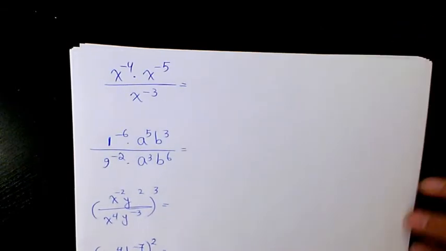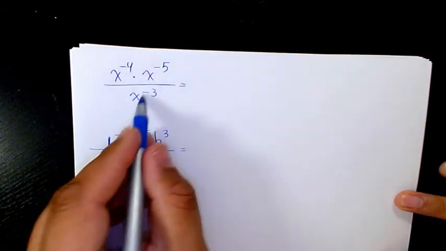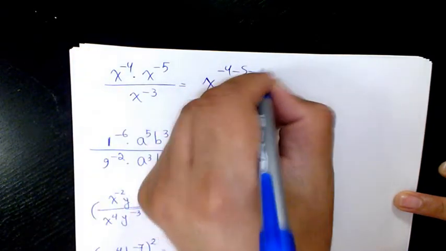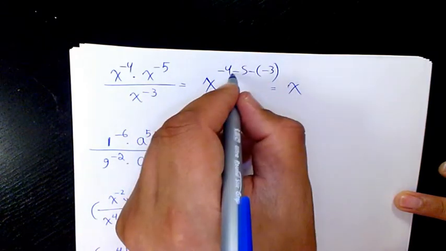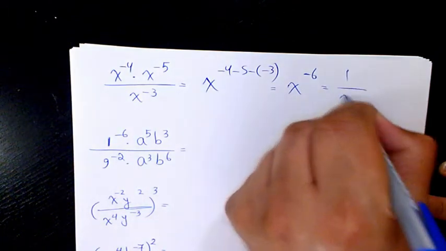Now this one, x to the power of negative 4 times x to the power of negative 5 divided by x to the power of negative 3. So it's x to the power of negative 4 minus 5 minus negative 3. So x to the power of negative 9 plus 3 is going to be negative 6, or 1 over x to the power of 6.